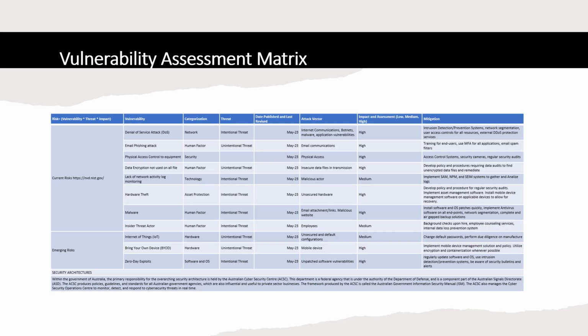On this slide, we'll be discussing the vulnerability assessment matrix. And here you can see the current risk and emerging risk. And for the vulnerabilities, you see the different methods through which vulnerabilities can occur, the categories, the threats, the date published, the attack vectors, the impact and assessment, even if it's low, high, or medium, and the various ways through which these vulnerabilities can be mitigated.